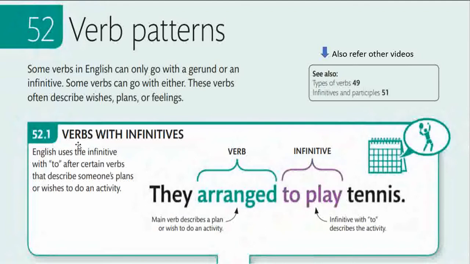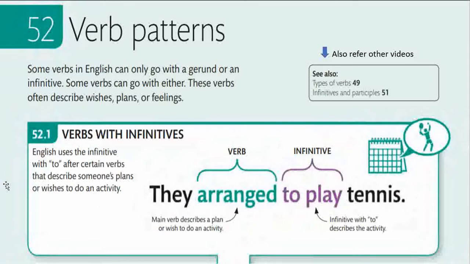So let us see the first pointer, verbs with infinitives. English uses infinitives with to after certain verbs that describe someone's plans or wishes to do an activity. Over here this was the main verb, and to play, the infinitive, is describing what was arranged. They arranged to play tennis. So that is how the context is built. Remember, the main verb shows some action and the infinitive after it describes the wish or the plan regarding it.